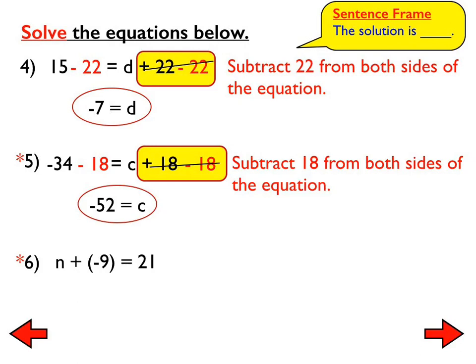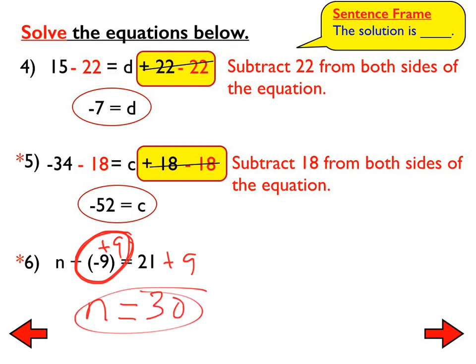Now, I saw a few of you subtracted negative 9. Is there anything wrong with that? No, because if you subtract negative 9, that's the same thing as adding 9. Think about it. Add the opposite. So in this one, we would add 9. Now, how do you know it's adding 9? Because, look, those two numbers have a sum of 0. Right, Ivan? Or they're opposites of each other. However you want to think about that. So the solution for number 6 is n equals 30.